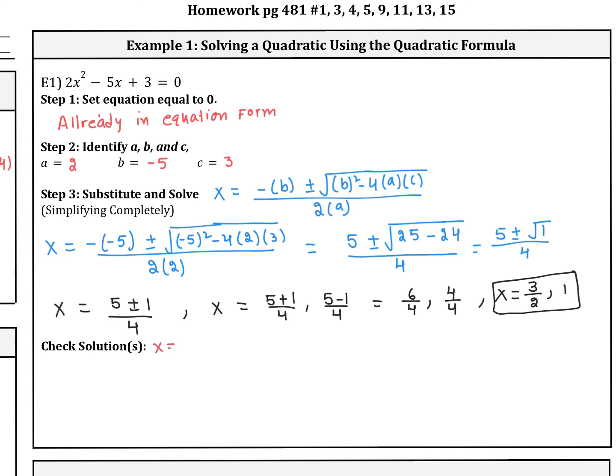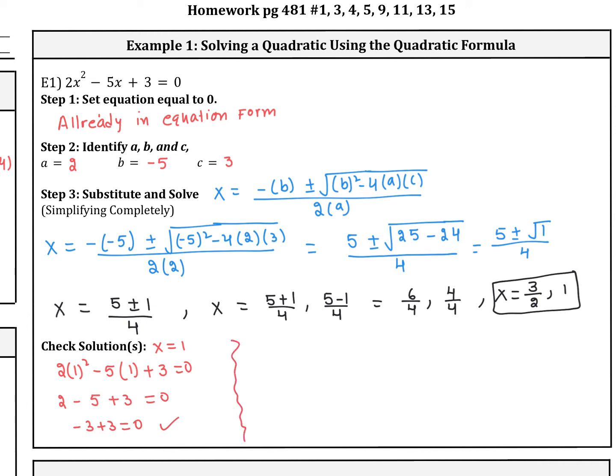For the checking part, you're going to use this x value. So I'm going to use x equals 1 here. So 2 times 1 squared minus 5 times 1 plus 3 equals 0. When you solve this side, it should be equal to 0. So let's see if we get 0 or not. This is going to be 2 minus 5 plus 3 equals 0, and that's negative 3 plus 3 equals 0, which is true.